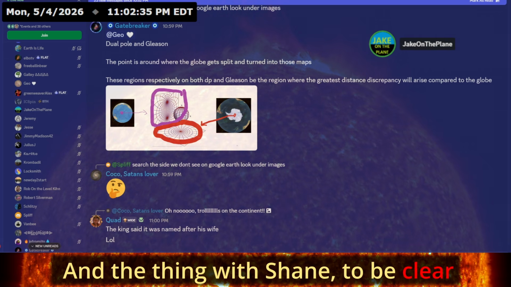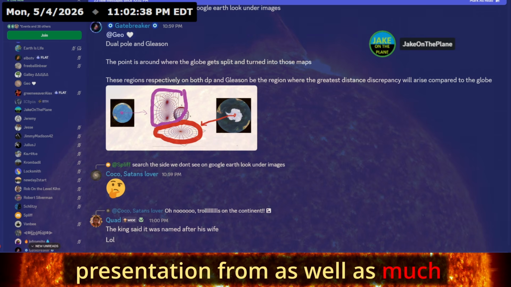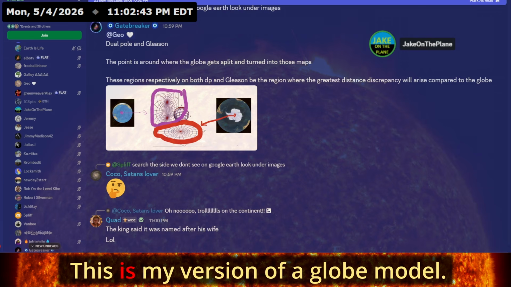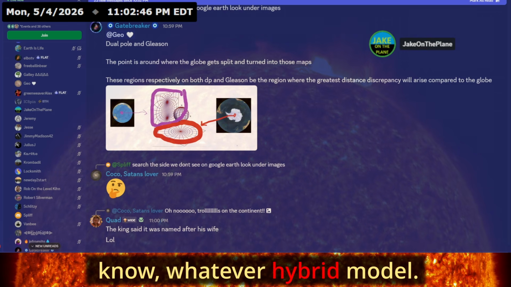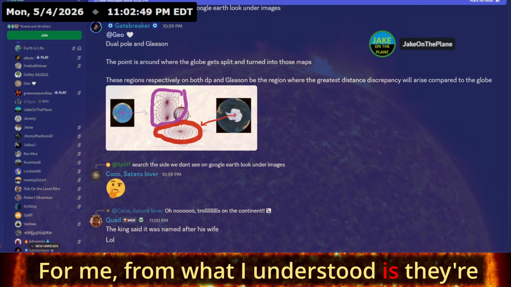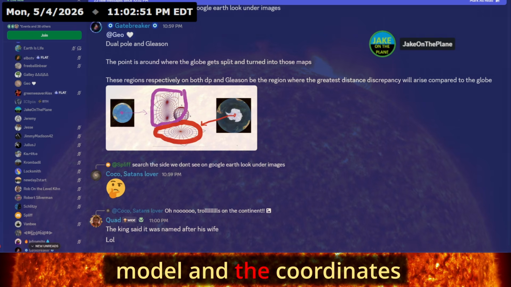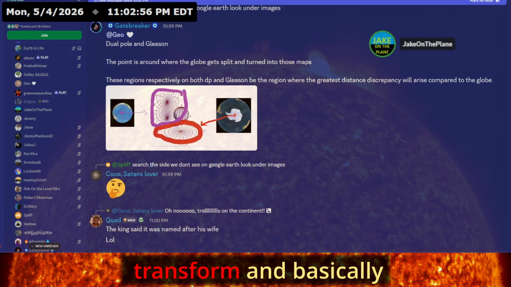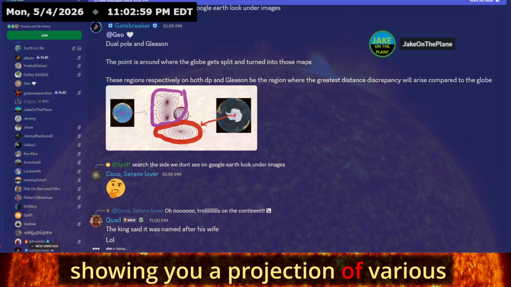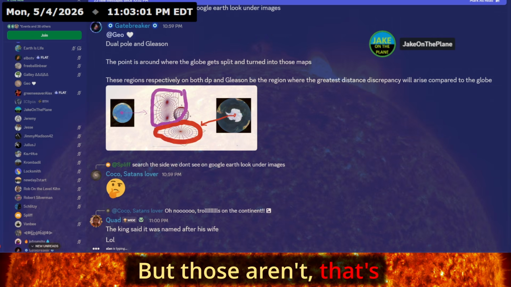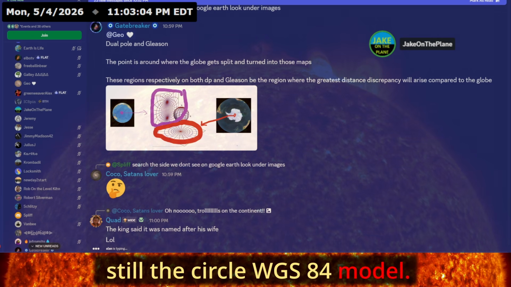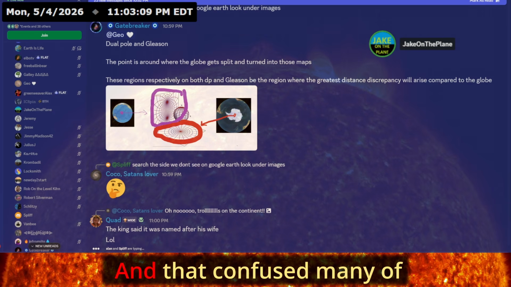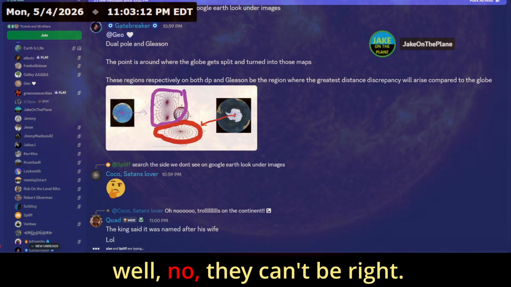And the thing with Shane, to be clear, based on the presentation, from as much as I could interpret it, is he's not presenting this is my version of a flat model, this is my version of a globe model, this is my version of some hybrid model. From what I understood, they're just taking the globe model and the coordinates of WGS 84. And then what the software is doing is a coordinate transform and showing you a projection of various different coordinate transforms. But that's still the spherical WGS 84 model. That's why he said it doesn't matter. He says the distances are all the same on all the models, right? And that confused many of the people in the server, because they're like, well, no, they can't be, right?